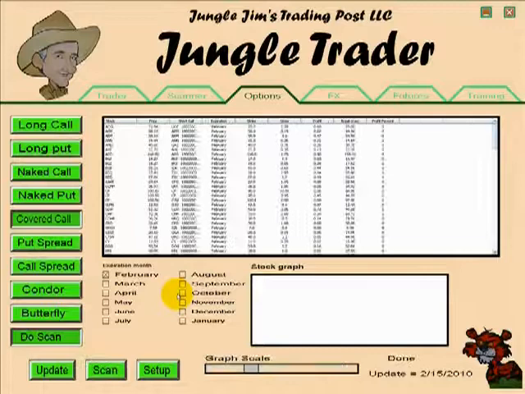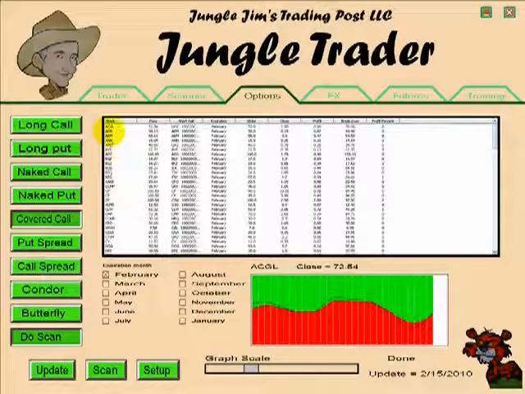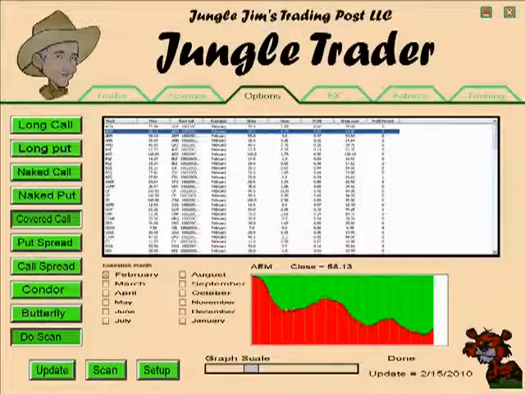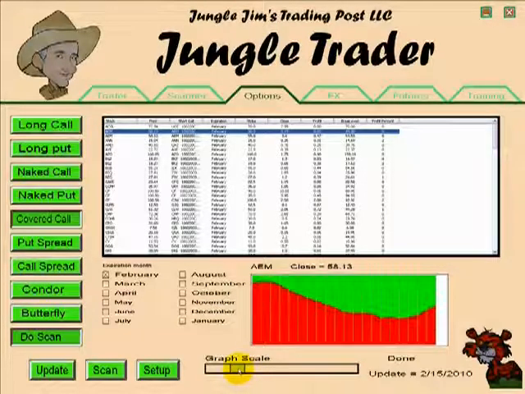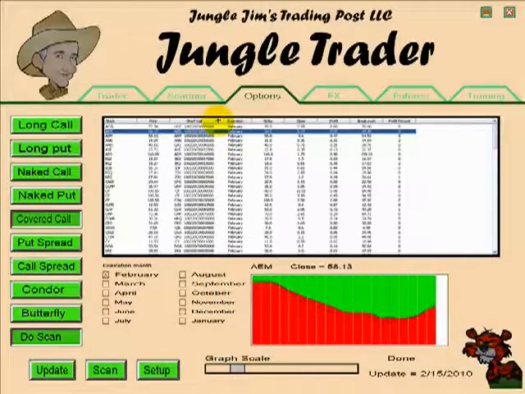And here you can see the results from the covered call scan. By clicking on the symbol, you will see a graph for the stock price. Again, here the scale of the graph can be changed to represent more or less data. Also note the new option symbols are being displayed.